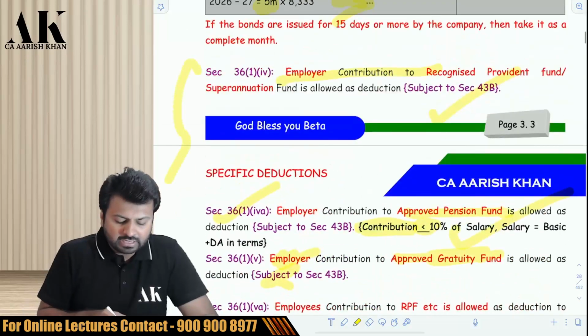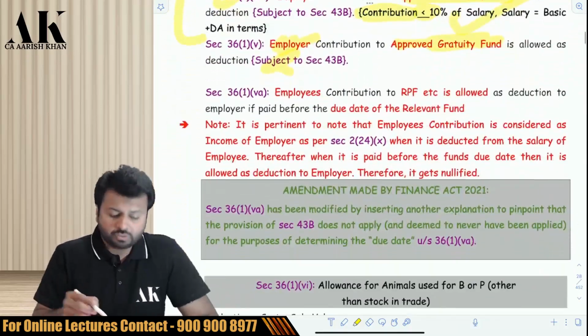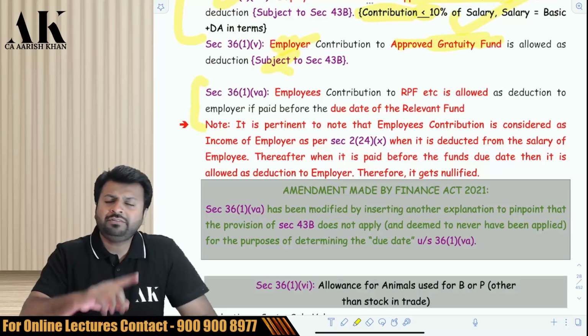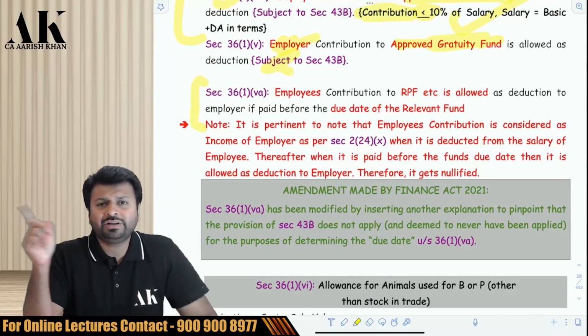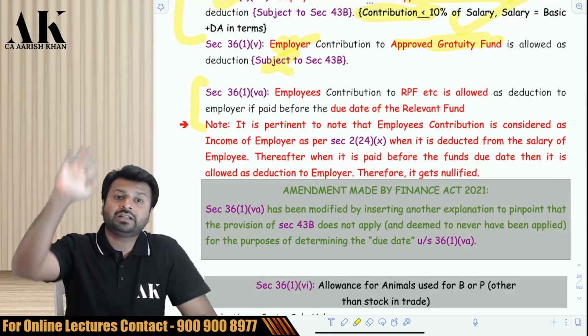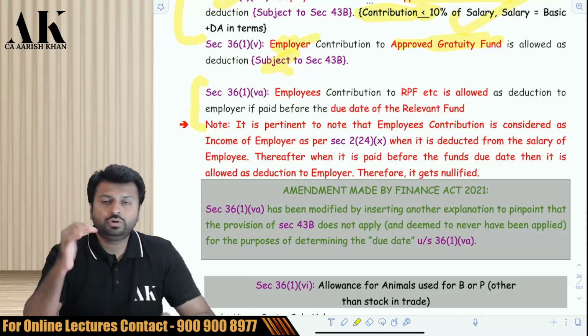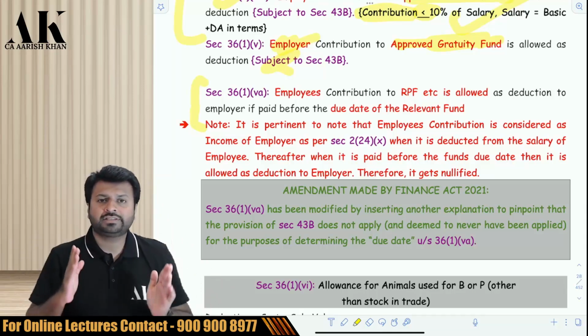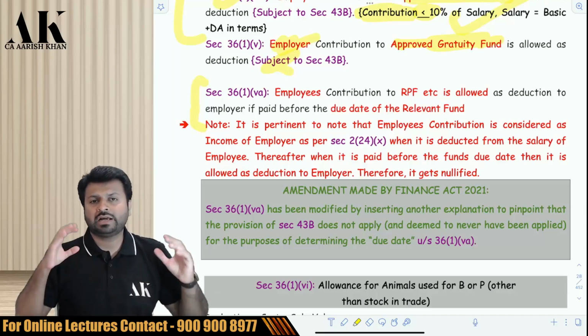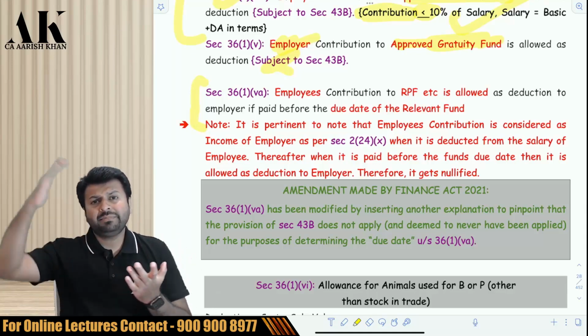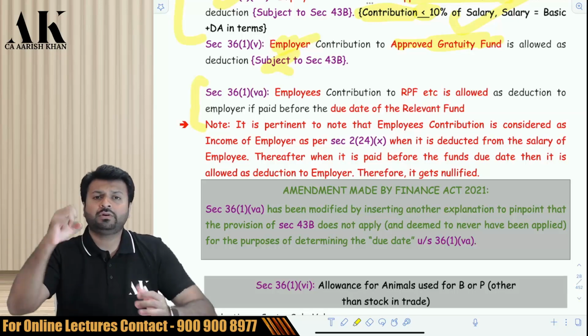Now these 3 deductions are employer's contribution, and the next one is employee's contribution. So in 43B, by when do you have to make the payment? In 43B, you can make the payment till the due date of filing of return. It will be allowed as deduction. You need not make the payment during the financial year itself. So financial year 21-22 is relevant for our exam. You can make the payment till the due date of filing of return for financial year 21-22.